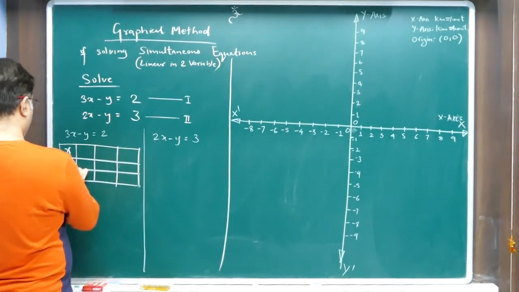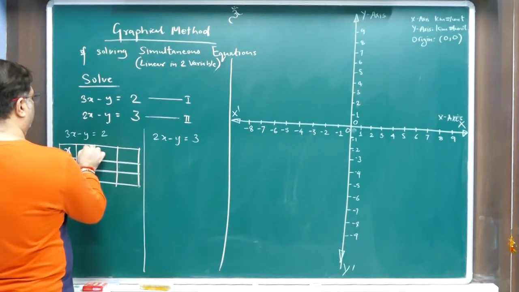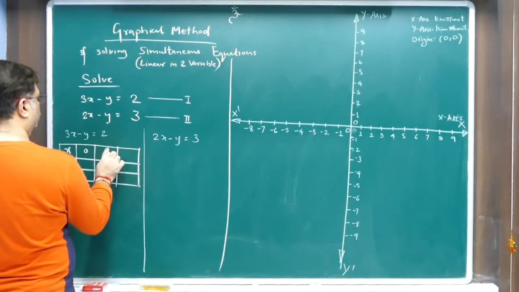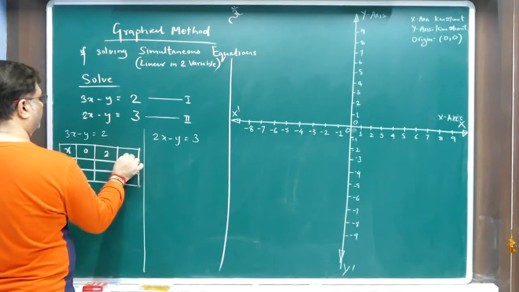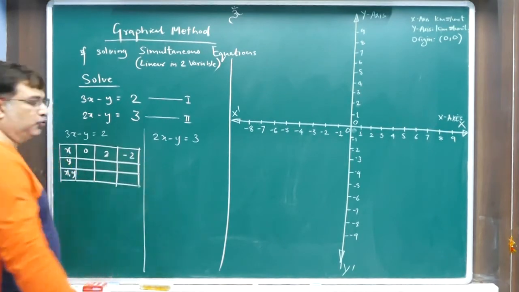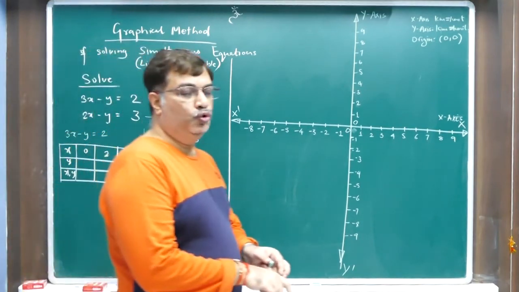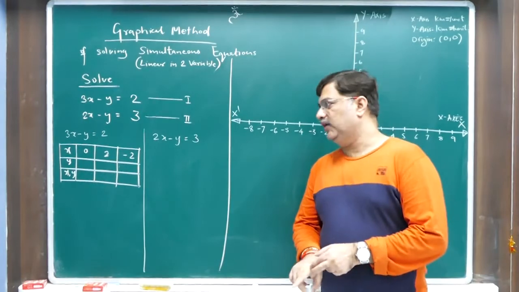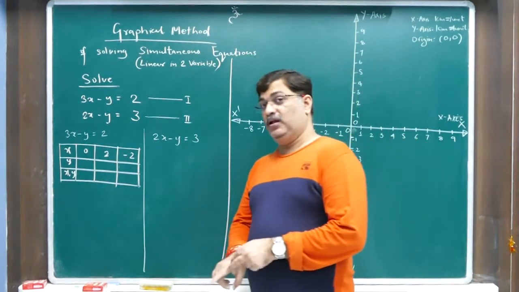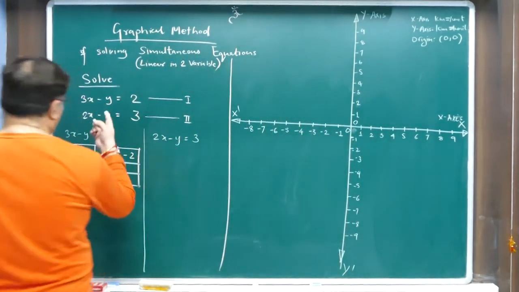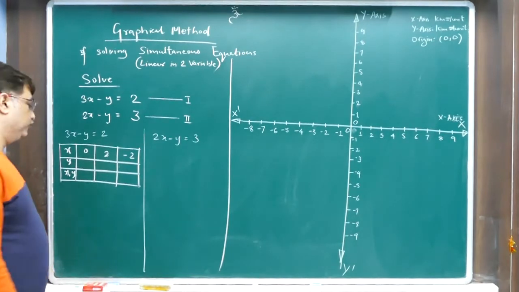X, y, x, comma, y. Here I assume this as 0, this as 2 and this as minus 2. So what do I assume? 0, 2 and minus 2. This is the value I assume for x, and accordingly I will now find the value of y. So what do I do?